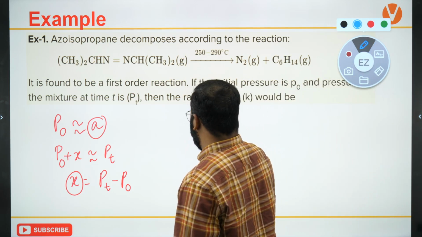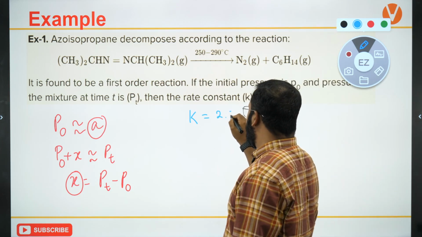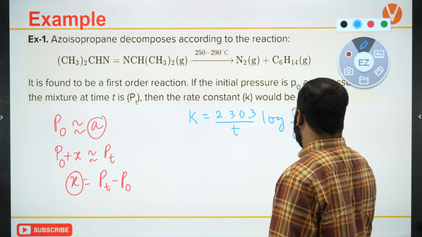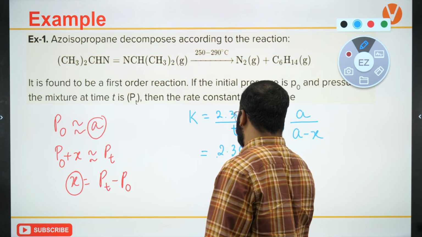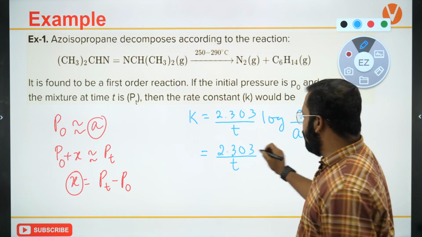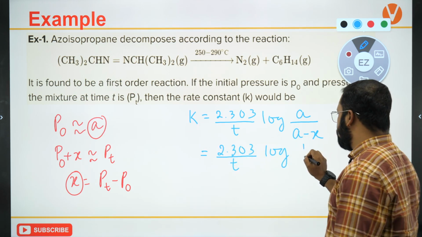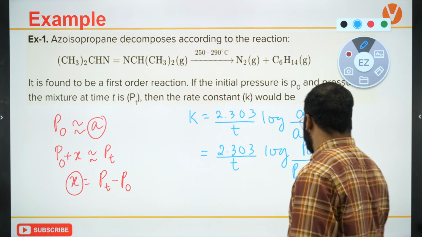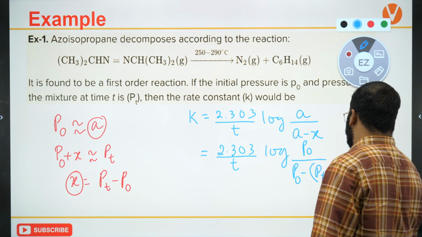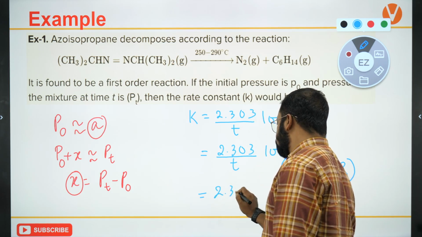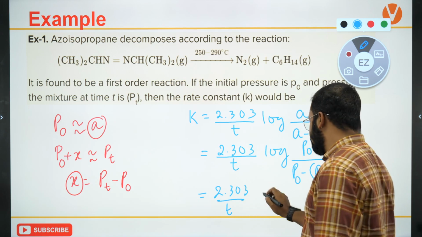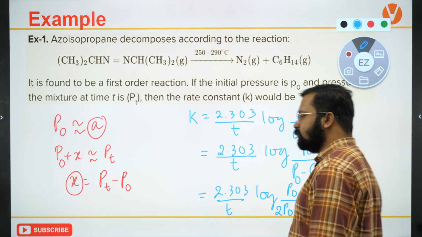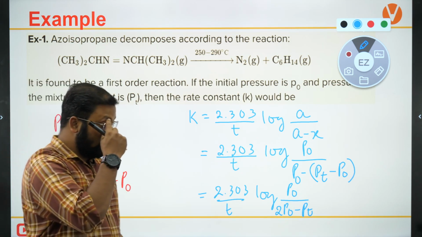The expression for rate constant K is equal to 2.303 upon t log of a by a minus x. So K will be equal to 2.303 upon t log of, what is a? a is P naught, and this is P naught minus x. x is Pt minus P naught. So this will simplify to 2.303 upon t and log of P naught by 2 P naught minus Pt. So this will be the expression for K for this question.